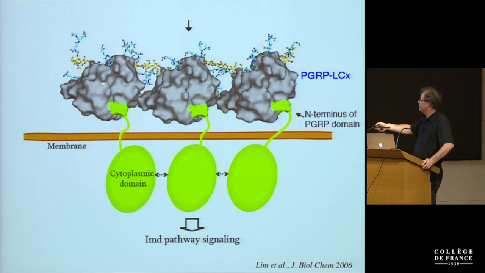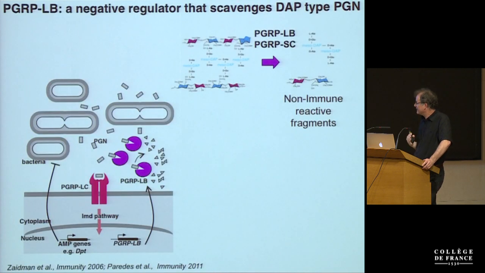Here I show you a beautiful picture of a pattern recognition receptor in Drosophila. This is peptidoglycan that you can see, which here is polymeric. It can cluster, bind to different PGRP domains, and this brings together the cytoplasmic domains of PGRP-LC and activates the IMD signaling pathway. If you activate an immune response, you don't want to activate too strong an immune response. And we have shown that negative regulation is very important.